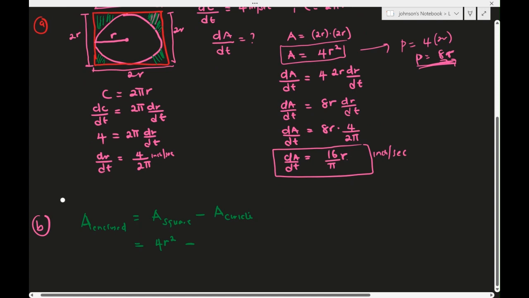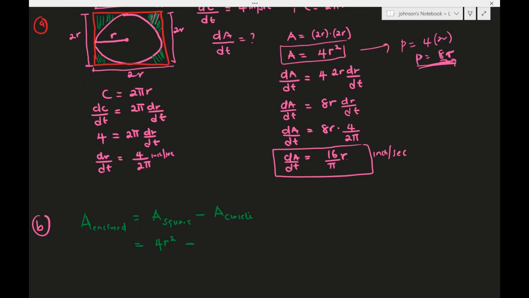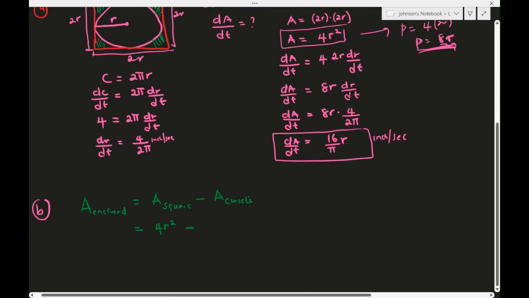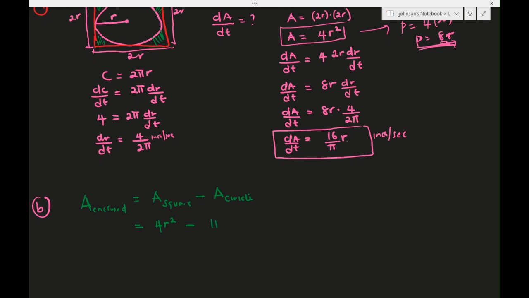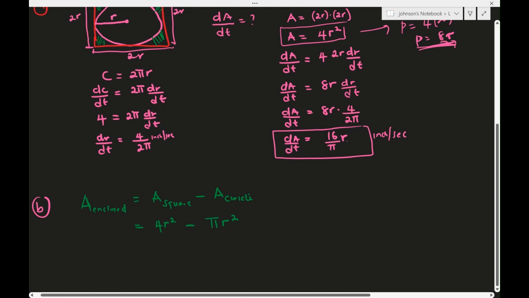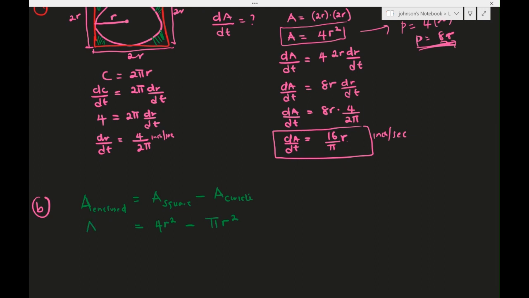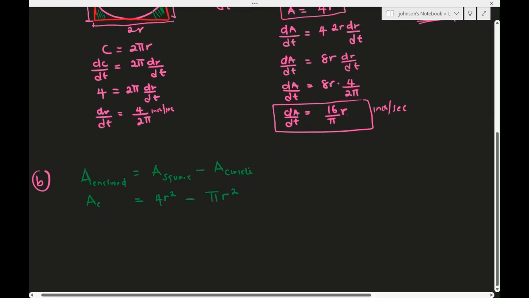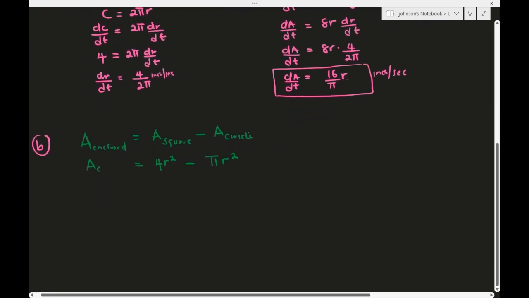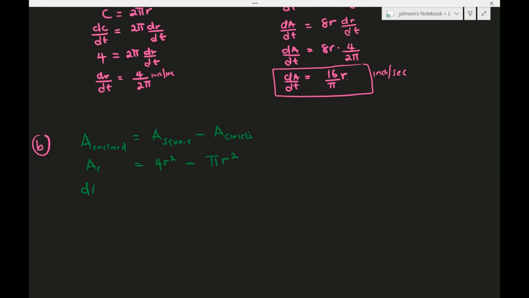Area of the square is what? Yes, this is the area of the square, which is 4r squared. So the area of a circle is going to be pi r squared. This is the area of the circle. And now this is going to be our area of the enclosed. Let me just use E then. Okay. Now, if you differentiate, we will have what?